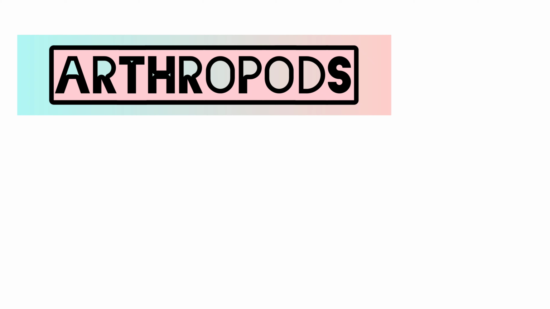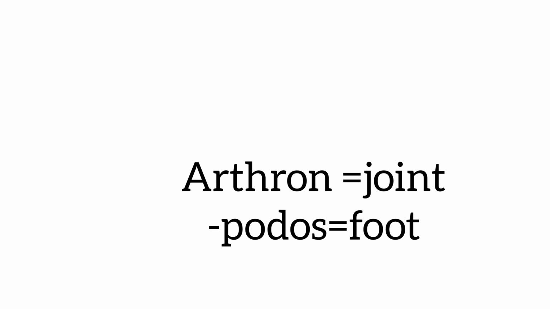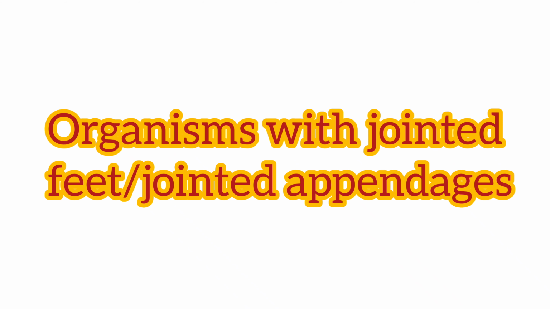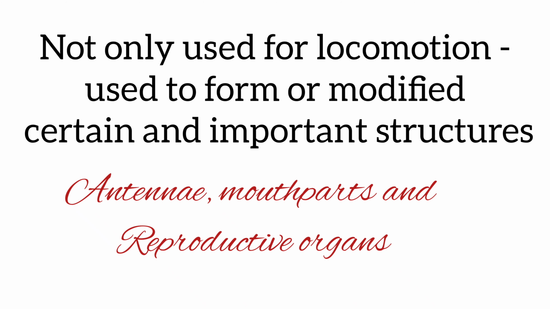Within the invertebrates, there is a group of animals known as arthropods. What are they? Well, the word arthropod is a combination of the Greek words arthron, meaning joint, and podos, meaning foot. Put together, the word arthropod refers to organisms with jointed feet or jointed appendages. These appendages are not only used for locomotion, but are also modified to form important structures, such as the antennae, mouth parts, and reproductive organs.